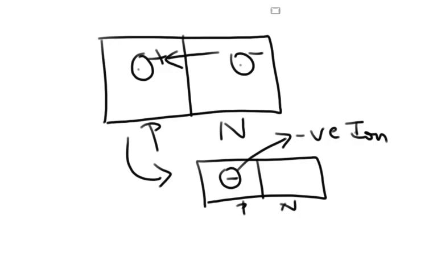Now there is other way to look at this process. When a hole moves from P to N region, this atom has lost that excess hole which made it positively charged, and now it becomes negative charged ion. Similarly, when the excess electron moves from N to P region, the atom becomes positive charged ion. Now here is the interesting thing. This formation of ions right at the junction slows down the diffusion process.